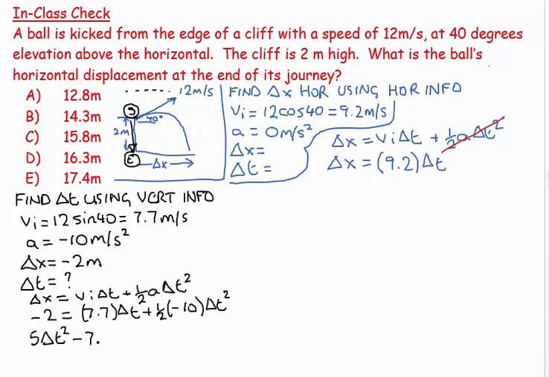We're going to say 5 delta t squared minus 7.7 delta t minus 2 equals 0. And this is an important step. So I need to just backtrack a little bit and make sure I did that rearrangement okay. 1/2 times minus 10 is minus 5, goes to the other side, becomes plus 5. 7.7 is positive, goes to the other side, becomes negative. Minus 2 stays where it is, so it stays as a negative. Okay, I need to solve this.